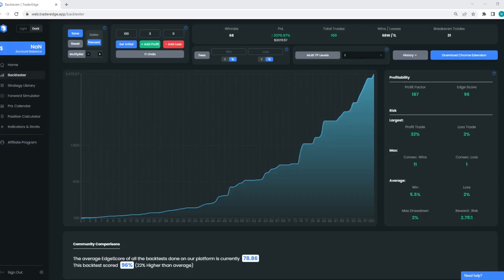Alright guys, as you can see, we have now completed our 100 total trades. From these 100 total trades, we got 68 win trades and only one trade that we lost, which is quite a good number, but we also got 31 break-even trades.